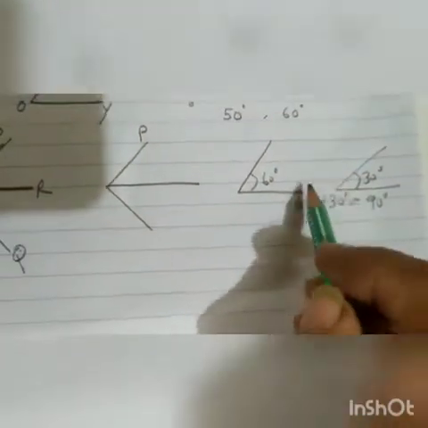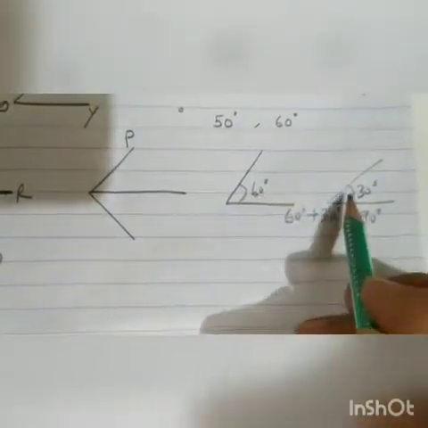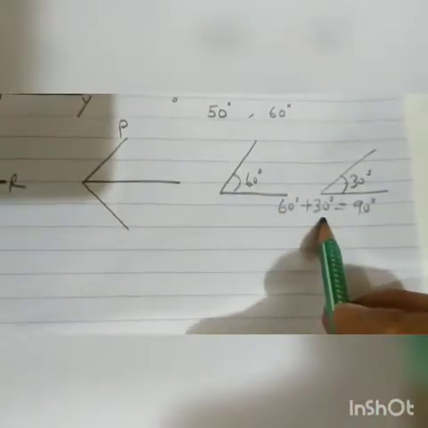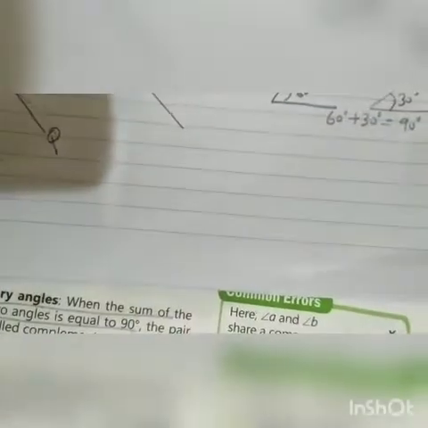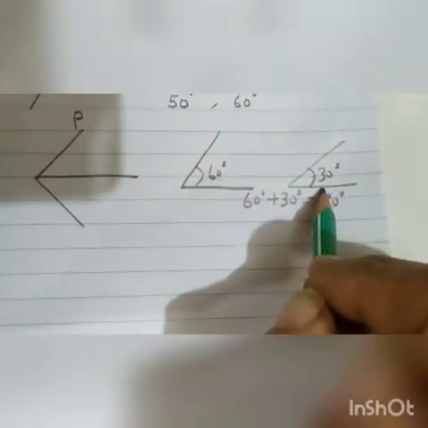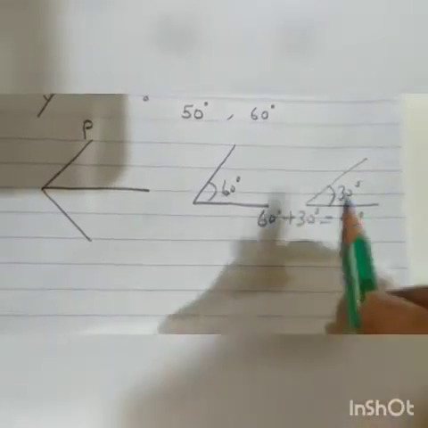If the sum of the measurements of two angles is 90 degrees, then they are known as complementary angles. They may or may not be adjacent angles. See here, these two angles are separate, but their sum is 90 degrees, so they are complementary.